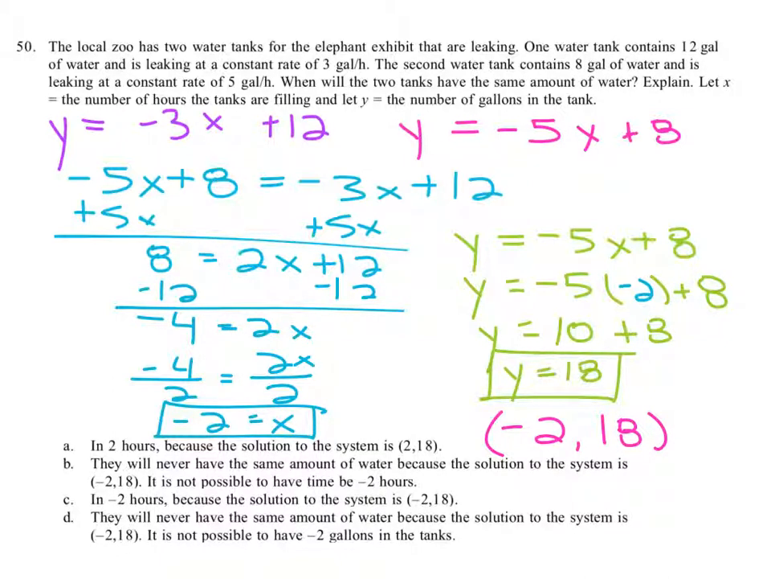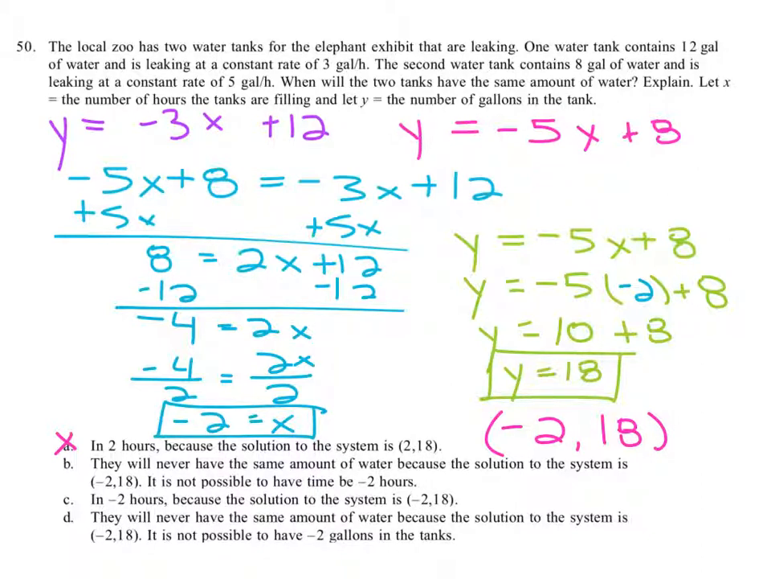Let's look at then our answers, our choices. It says in 2 hours because the solution of the system is 2, comma, 18. No, it's not actually. That's already not the right answer. The rest of them do have the right answer of negative 2, comma, 18. So let's see what they choose about it. They say, so this basically says that at negative 2 hours, 2 hours before it started leaking, they both had 18 gallons. B says they will never be the same amount of water because the solution to the system is negative 2, comma, 18. It's not possible to have time be negative 2 hours. I agree with that. Let's check the other ones though.